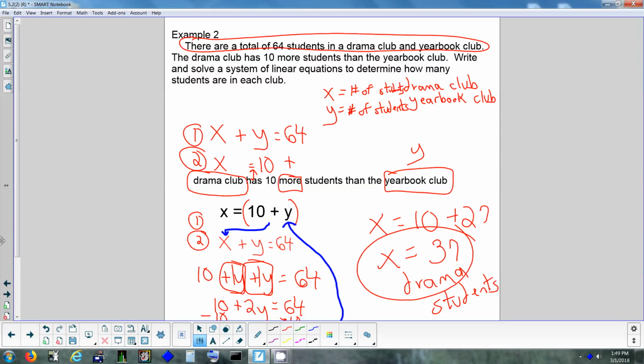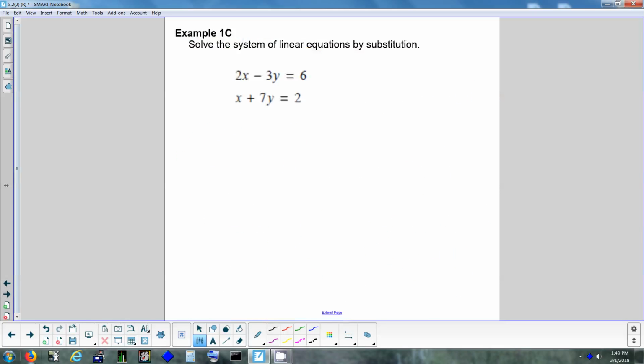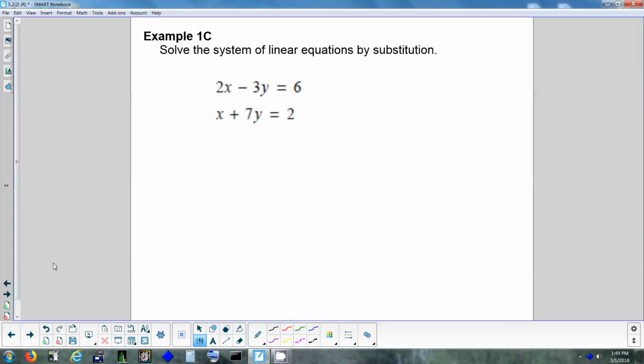I'm gonna cruise through these ones real fast, because we're running short on time. So let's go quick. Top one or bottom one? Bottom one. Why? Because x is isolated. Good. Write these ones down. So next, this is going to be example 1C.